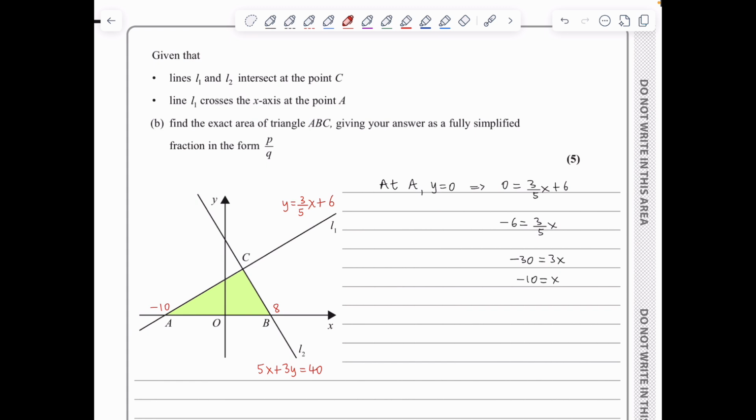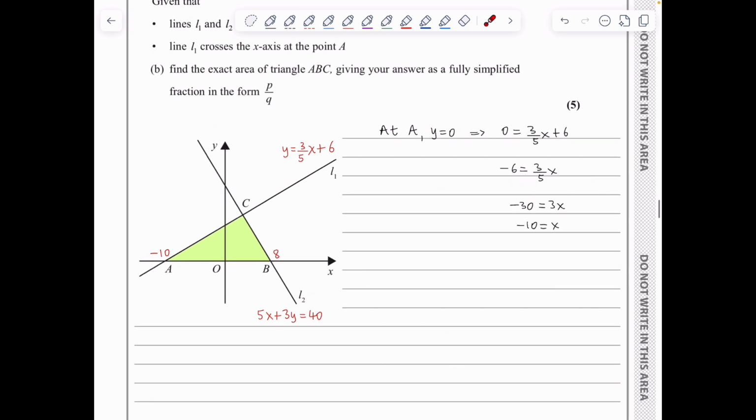And the idea here is that we now have the base of the triangle, which is simply 10 plus 8. So the base is 18. If I find the y coordinate of point C, that will be the height of the triangle, and I'll be able to proceed with base times height over 2. So C is the point of intersection between the two lines, so I'm equating the two.